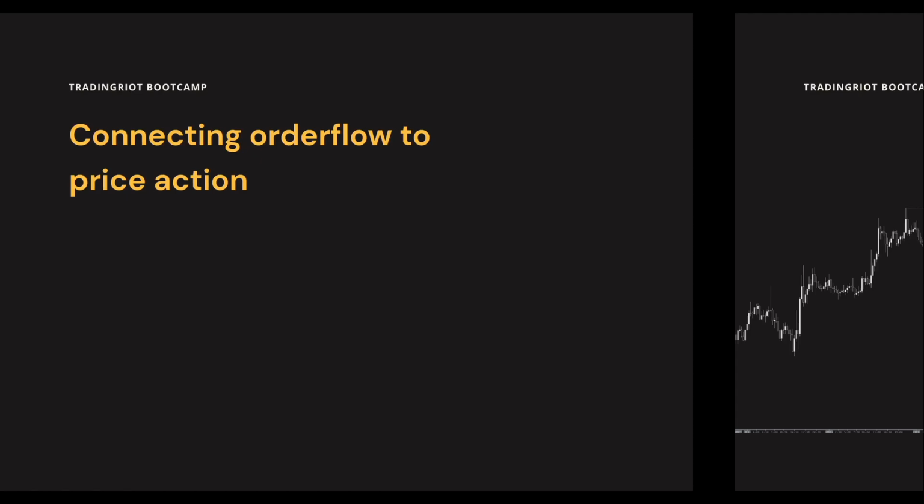So at this point we have covered every aspect of the order flow. We talked about the market participants, and we also talked about the two most popular order flow tools, being obviously cumulative volume delta and the footprint chart. So now it's time to put these things together with price action.